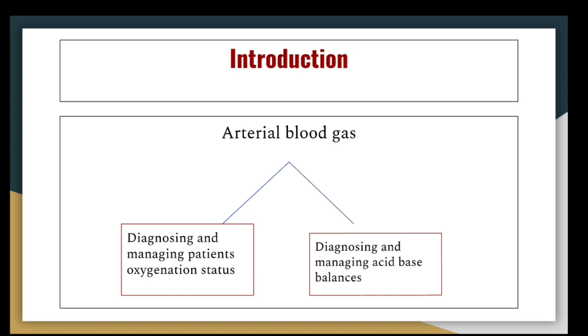Second is to identify whether there are any electrolyte imbalances such as sodium imbalance or potassium imbalance. If there is, then manage it accordingly. That is diagnosing and managing acid base disorders. These are the two purposes why we do arterial blood gas analysis.